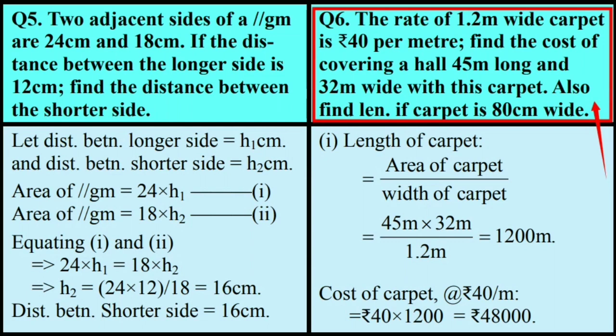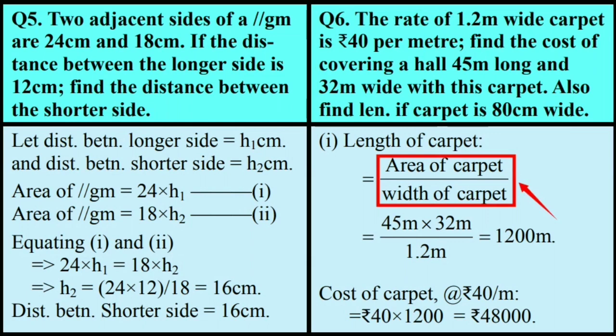Next question, question number 6. The question says, the rate of a 1.2 meter wide carpet is rupees 40 per meter. Find the cost of covering a hall 45 meter long and 32 meter wide with this carpet. Also find the length of the carpet if the width of the carpet is 80 centimeter.